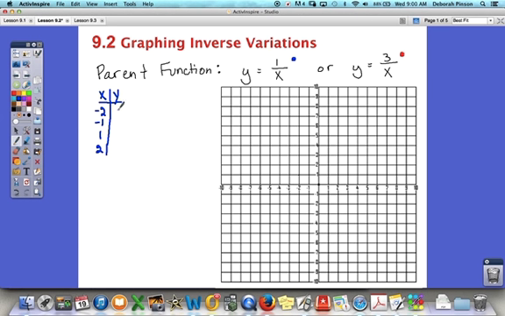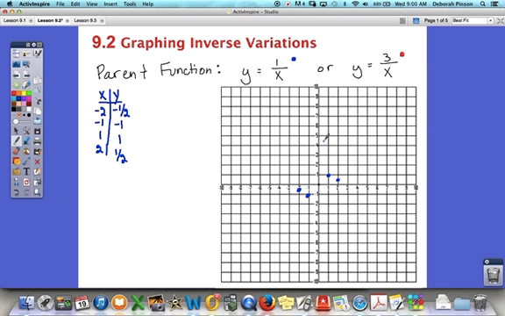So 1 over -2 is -1/2. 1 over -1 is -1. 1 over 1 is 1. 1 over 2 is +1/2. Now let me go through and put these on here, and then I'll show you what the graph looks like. So I'm going to go to -2, -1/2, and -1, -1, and then 1, 1, and 2, 1/2.